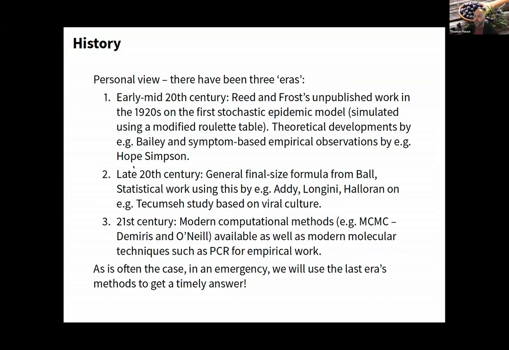So, like I said, the history of this goes right back to the 1918 flu. Reed and Frost's unpublished work, allegedly simulated in Monte Carlo using a modified roulette table. Bailey developed a lot of interesting theory for mathematicians. His work on epidemics is often seen as being related to what's called spectral methods in applied probability, which we now teach to undergraduates. But I think he was one of the first people to develop these as a way of getting explicit solutions for stochastic models. Then in the late 20th century, we get the general final size formula by Frank Ball.